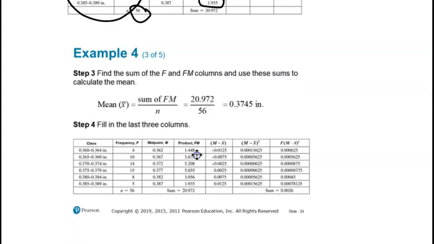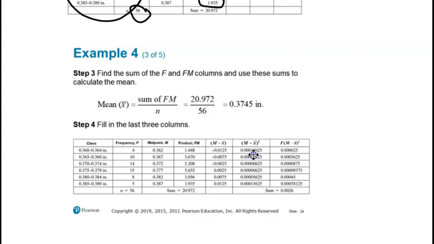You're going to fill in the last three columns because you know your midpoint, 0.362, and you've determined your mean, 0.3745. You subtract that mean from the midpoint, and you end up getting 0.0125, and you fill this column in here. Now remember, you've got positive and negative numbers, so you want to square that. Once you have that number squared, this is the number you're going to be able to work with because they're all positive numbers.